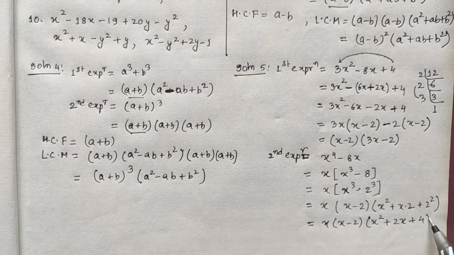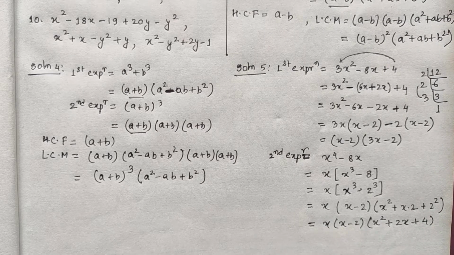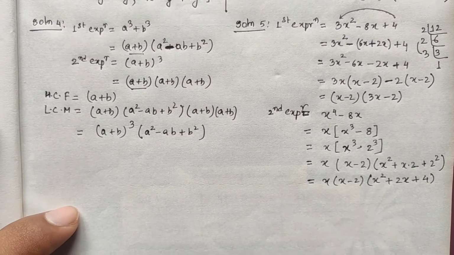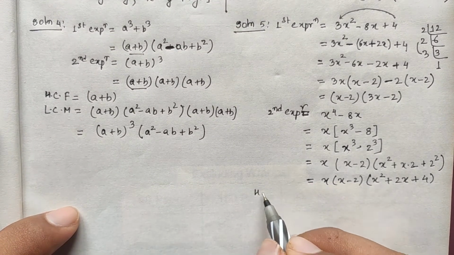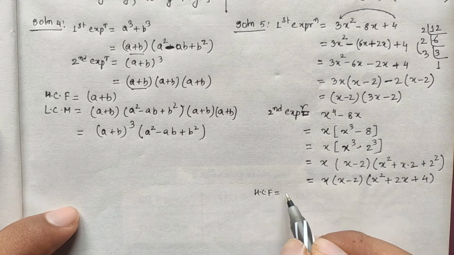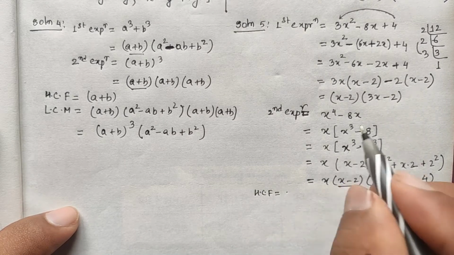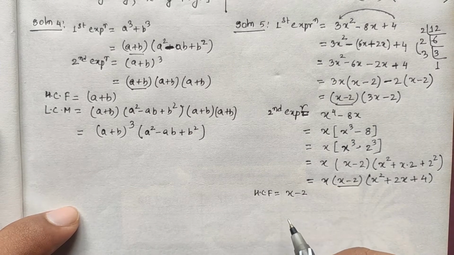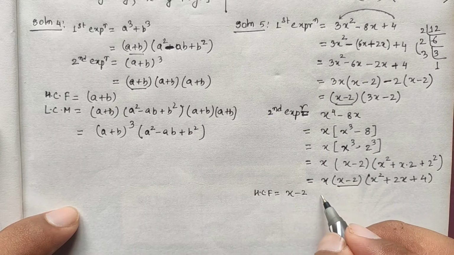Okay, and 4. Yeah, that's our factorized form. Now you have to write the HCF and LCM. So their HCF is how much? X minus 2 is the only common factor, so x minus 2 is the HCF.